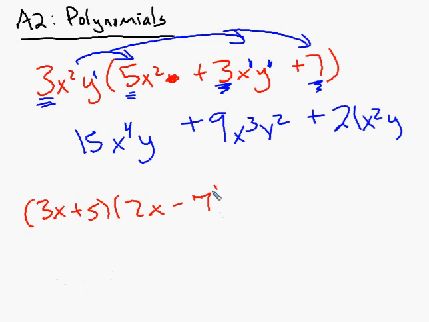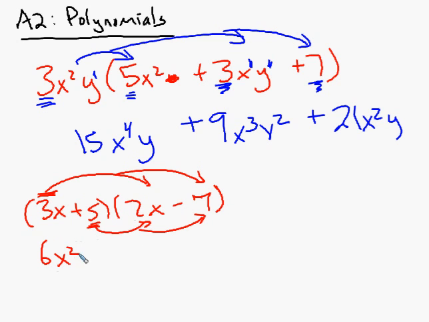And that trick, really, if you just stick with the pattern here, I'm going to end up taking this and multiplying it times both of those. And I'll take this and multiply it times both of those and combine whatever terms happen to be like. So 3x times 2x is 6x squared. And then 3x times this other thing here is negative 21x. 5 times 2x is 10x. And then 5 times negative 7 is negative 35.